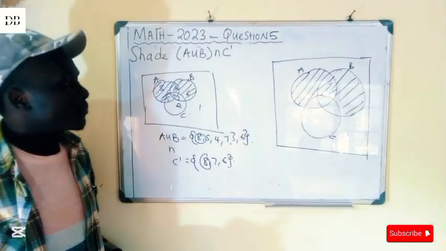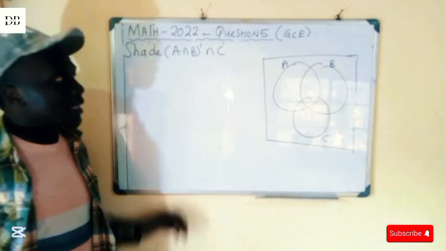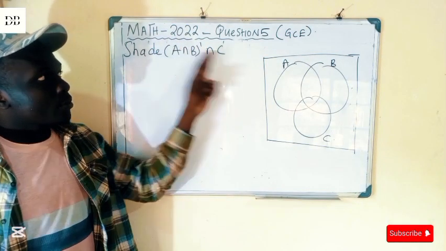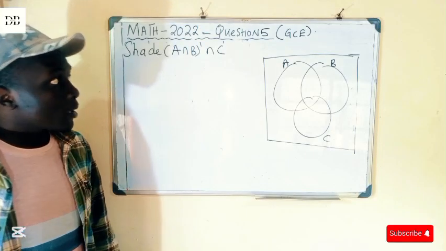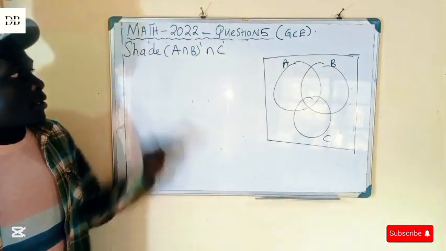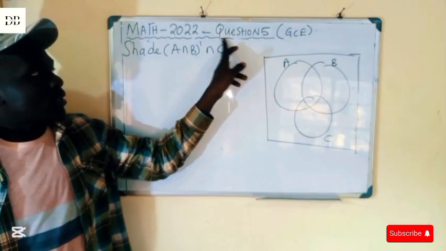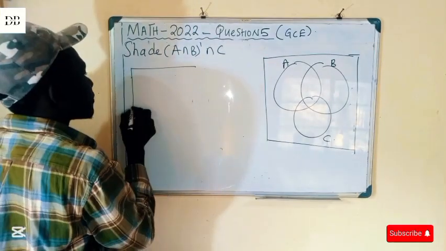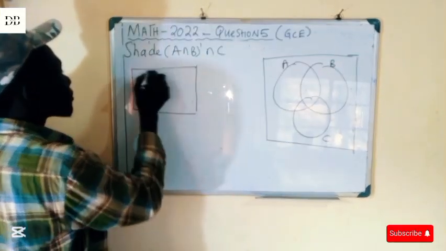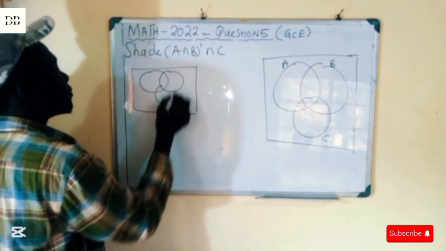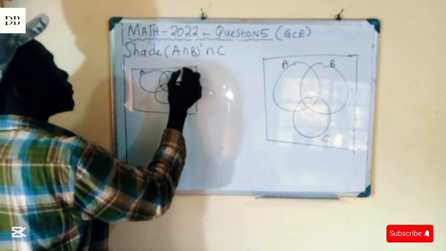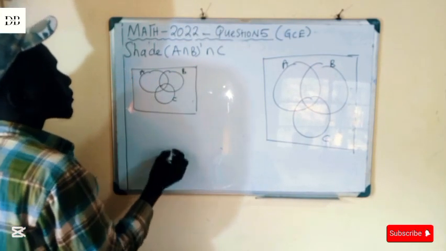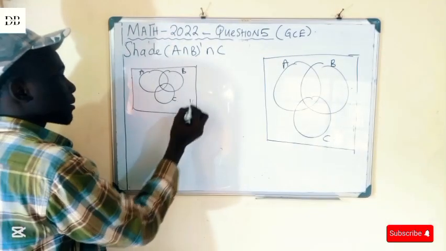Thank you. Here is another question of the same nature coming from the 2022 GC past paper 1, question 5. So we use the same step. We'll redraw it. Then we'll begin to assign numbers.